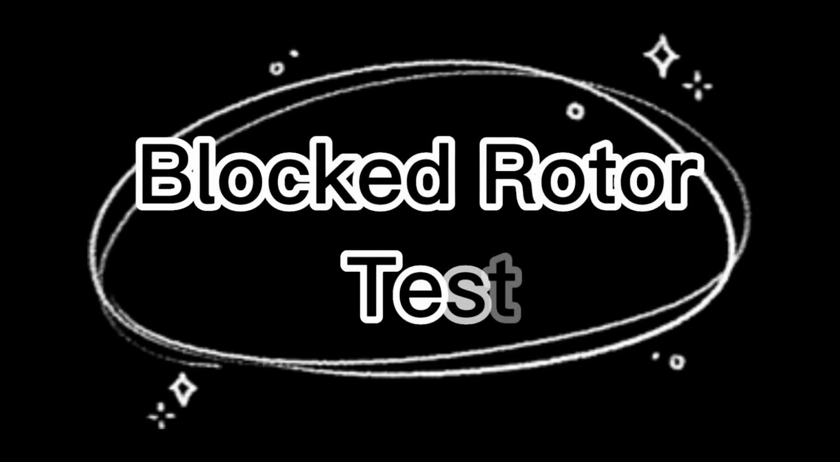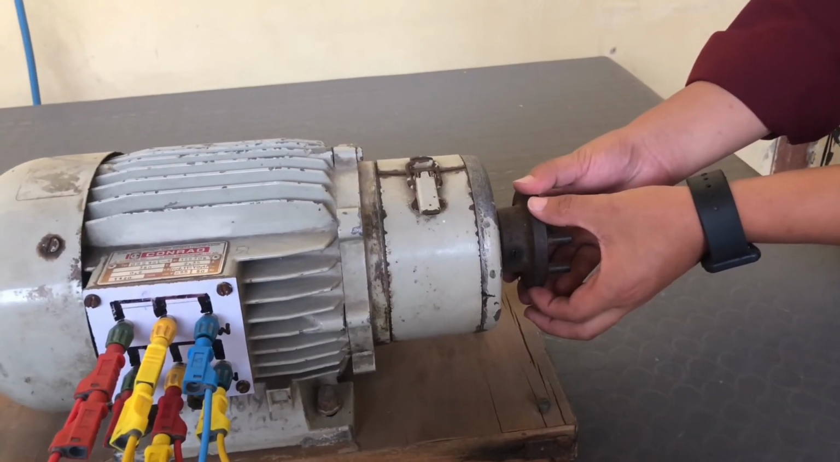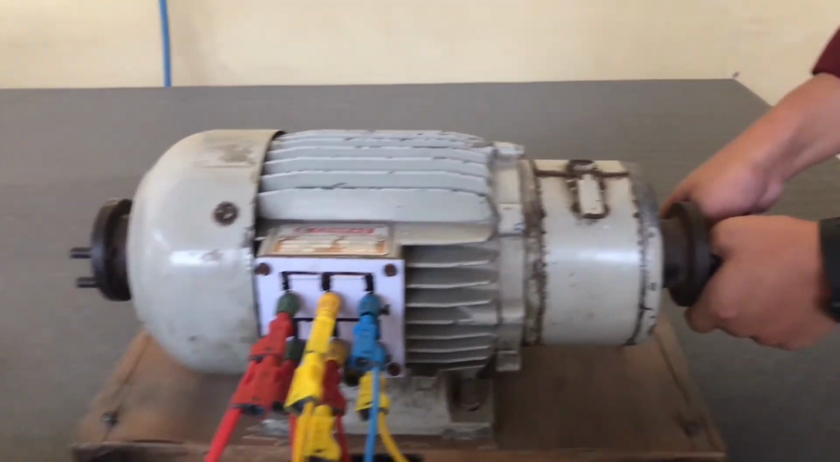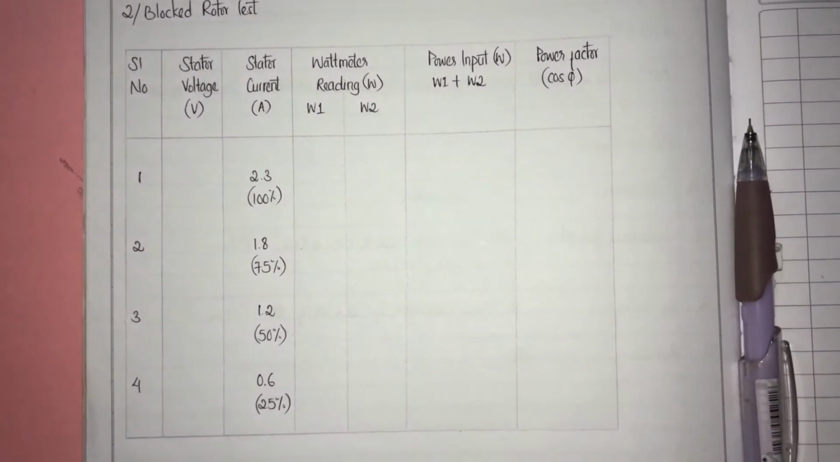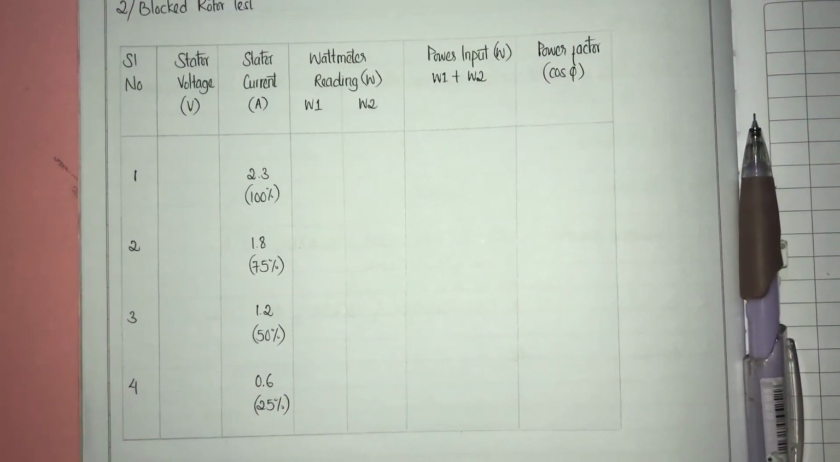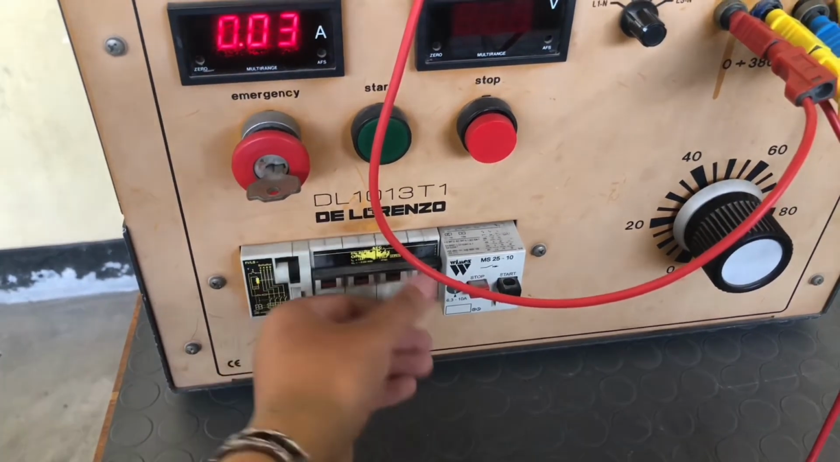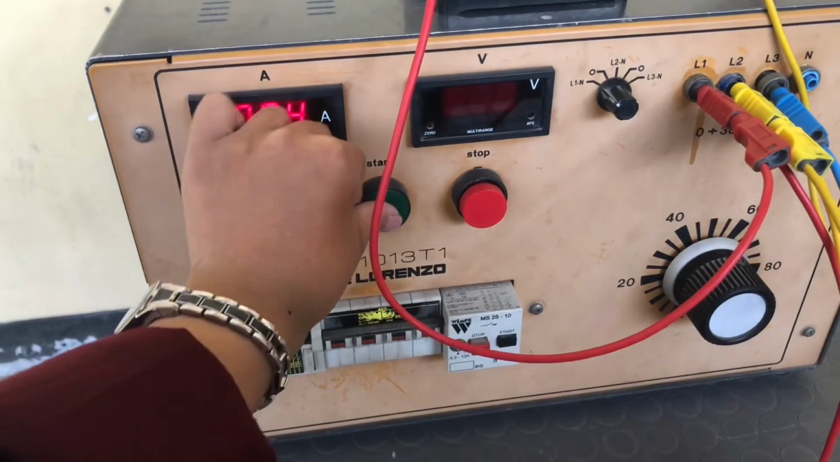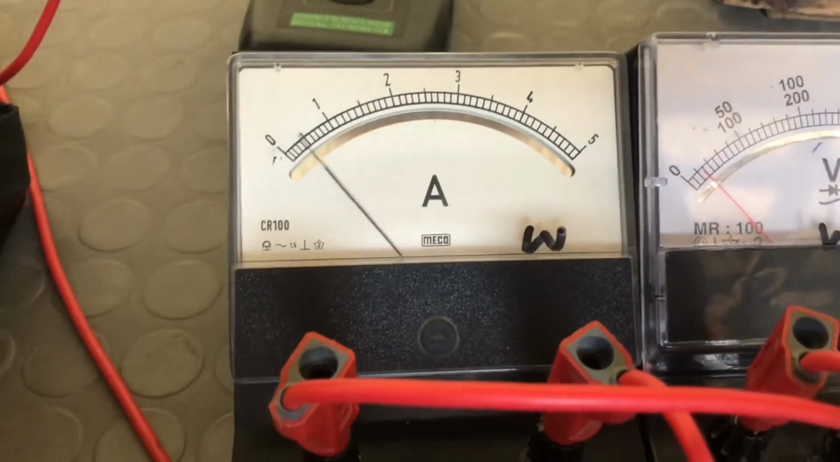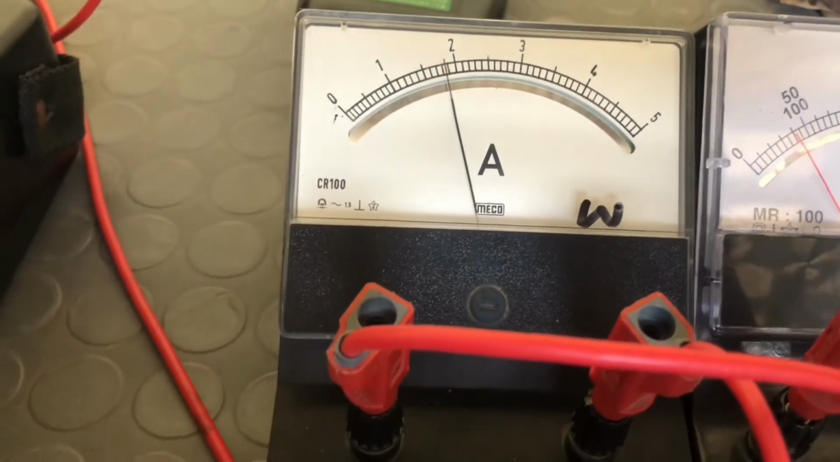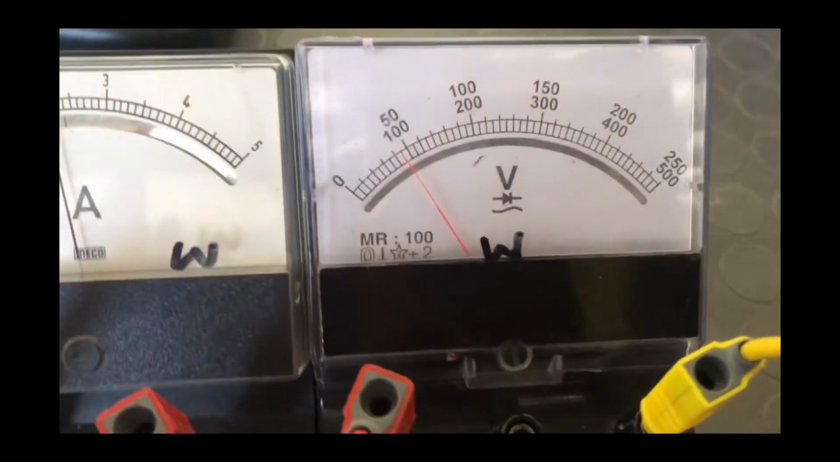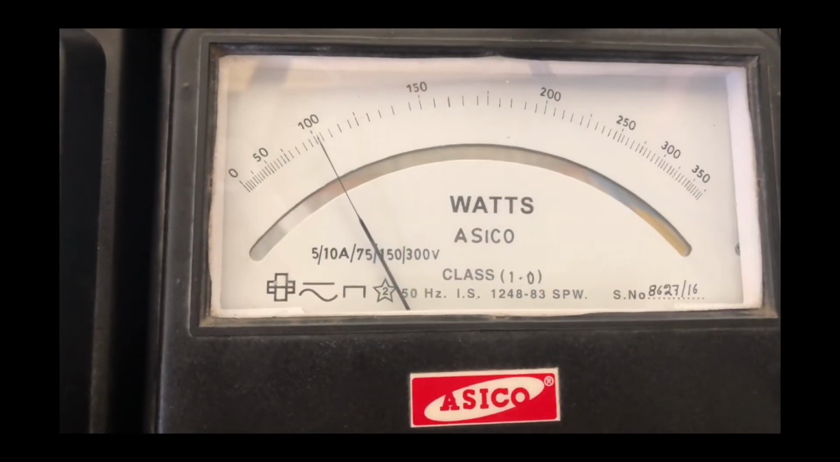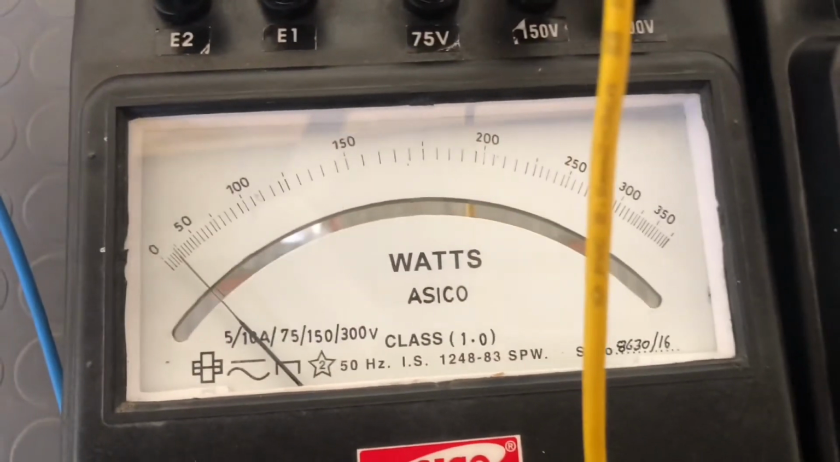Next, we will be performing the blocked rotor test. In this test, the rotor is clamped by hand, so it cannot rotate. These are the readings that need to be recorded in this test, which are the stator voltage and the two wattmeters. Turn on the supply again. Increase the voltage till you get the rated current. The rated current is 2.3 ampere. After getting the rated current, record the stator voltage. Then record the second wattmeter reading and the first wattmeter reading.